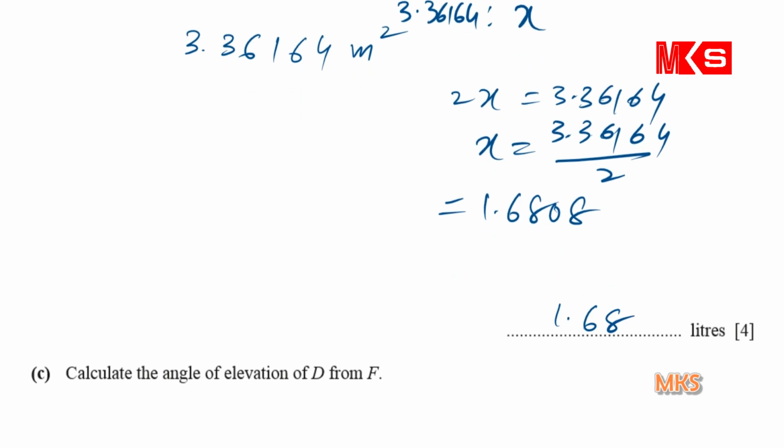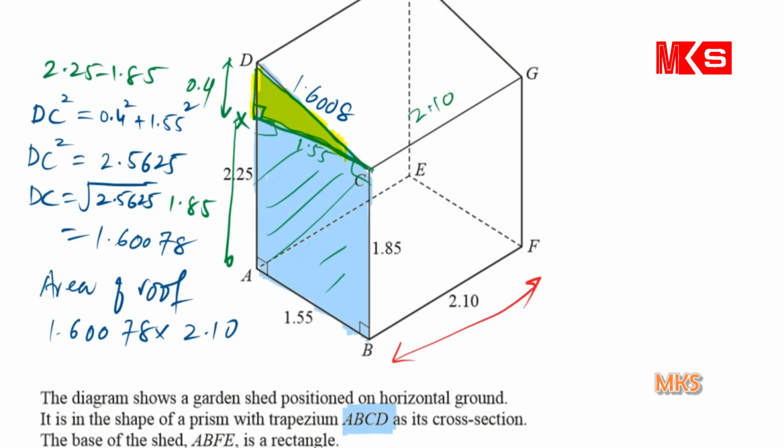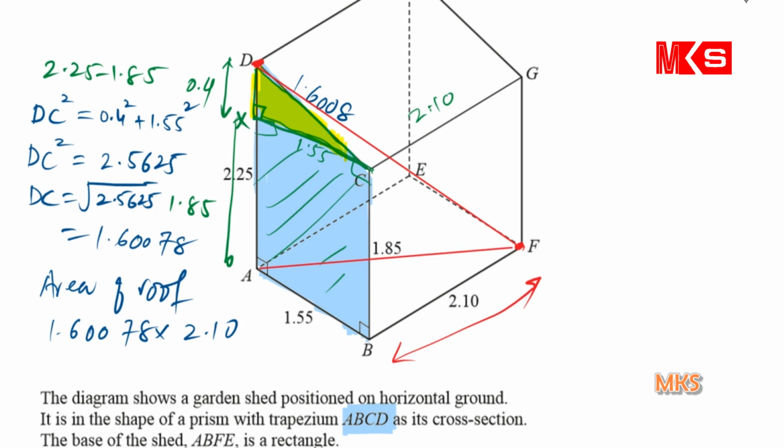Calculate the angle of elevation of D from F. So in this case, angle of elevation of D from F we have to find. So in this case, consider this triangle. One side will be this one, the other side of the triangle will be this one, and the third side of the triangle will be this one. So now we will consider this triangle.